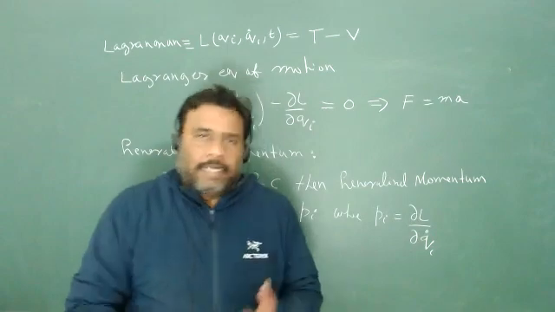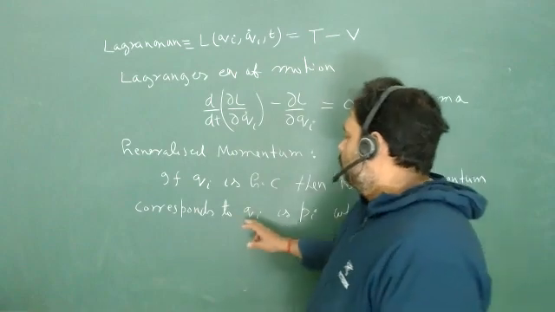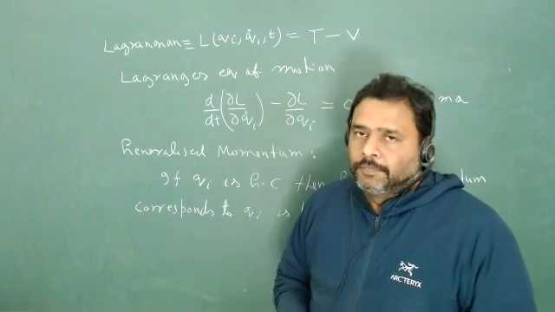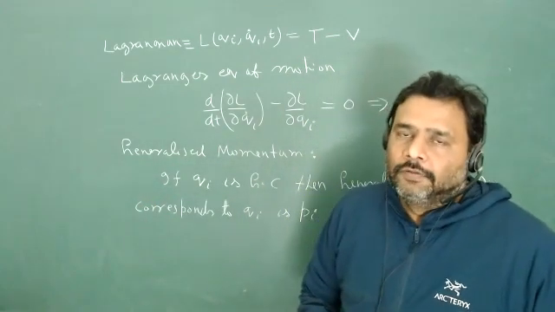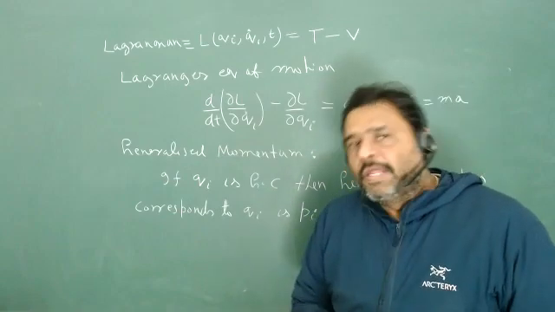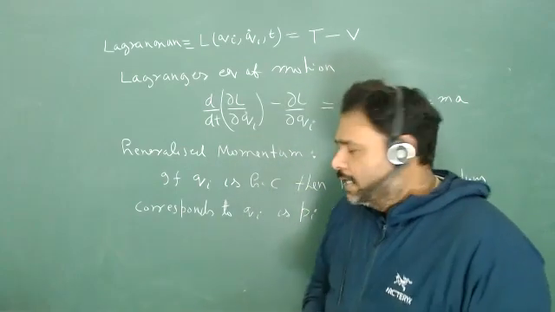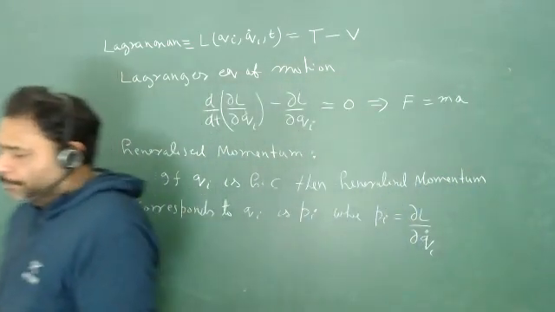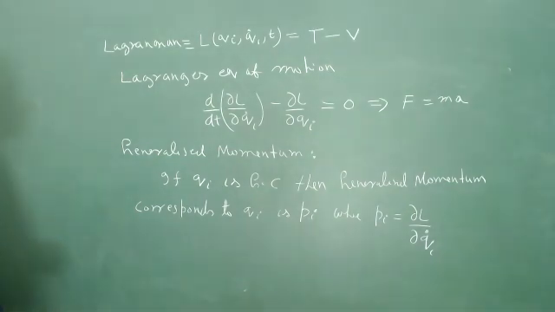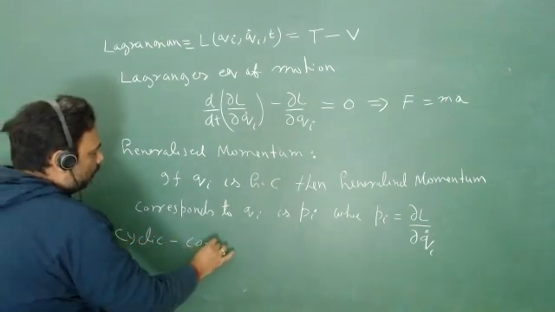Your generalized momentum can be linear momentum or angular momentum, depending on the dimension of the generalized coordinate. If your generalized coordinate is linear, obviously the associated momentum is linear in nature. If your generalized coordinate is angular, then the associated momentum is angular in nature. So we have generalized momentum in this concept. But the most important thing is all about the cyclic coordinate.